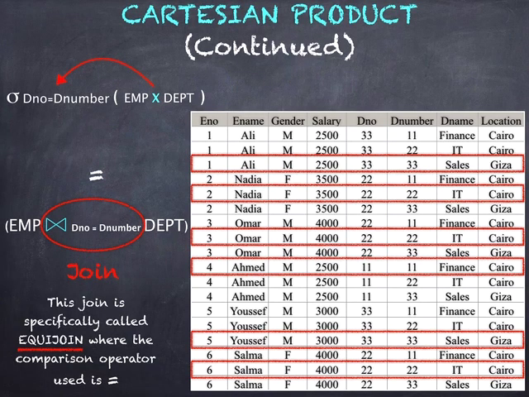Now, if you look at the first result, for instance, I'm having the information of Ali, the employee, in front of his department information, where really Ali works for the sales department, and so forth for Nadia. The IT department where she belongs is mapped in front of her. So now the information is somehow logical.